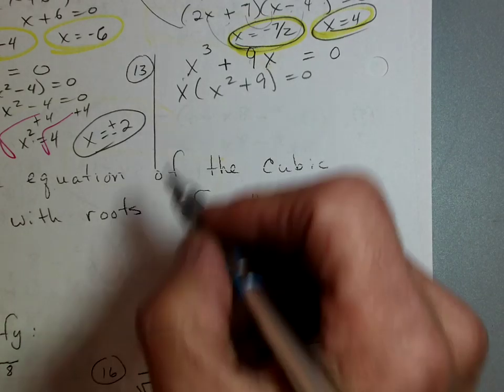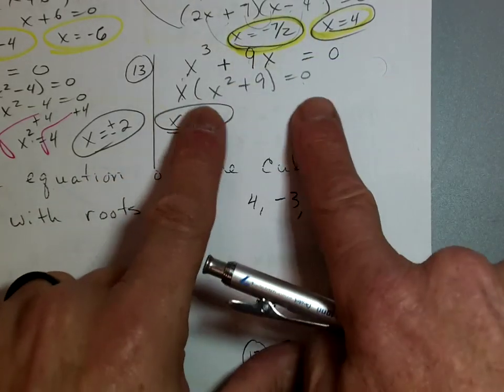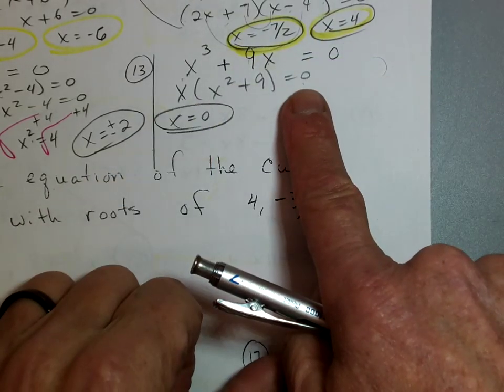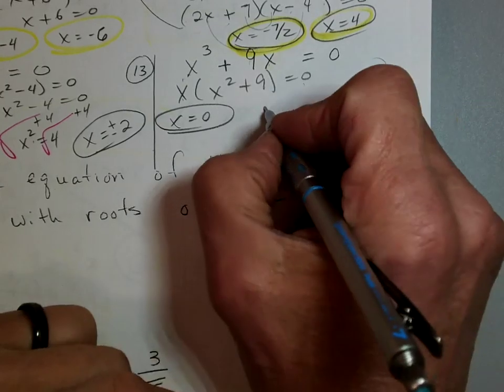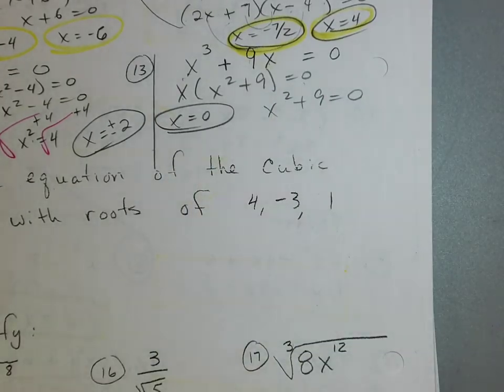So, mini equations. One is just x equals 0. Okay, that one's done, right? I got a mini equation, x equals 0. That one's done. The second one is to take the x squared plus 9 and set that equal to 0, okay?